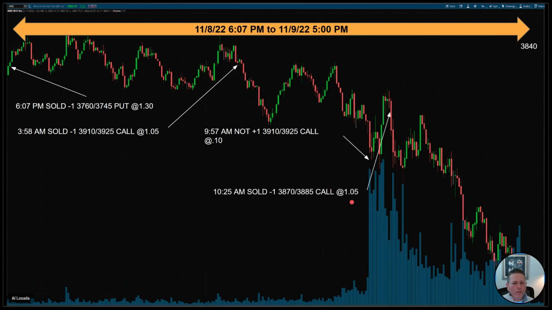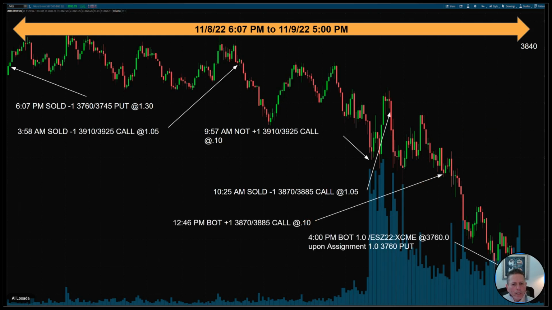And then we put on another call spread here, since the market was still moving down, right? And we closed that position for 10 cents. And then this part here, basically what happened was we had an assignment, okay?